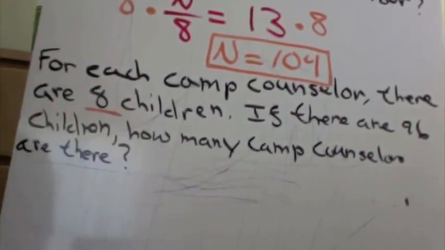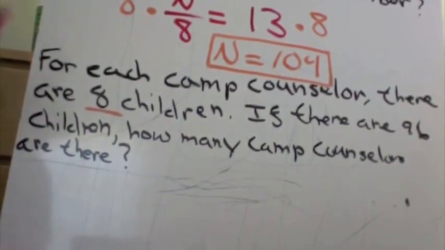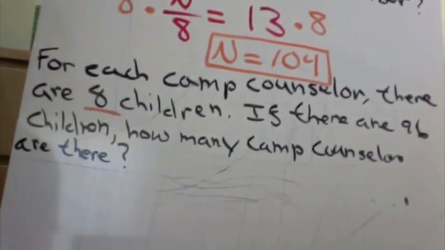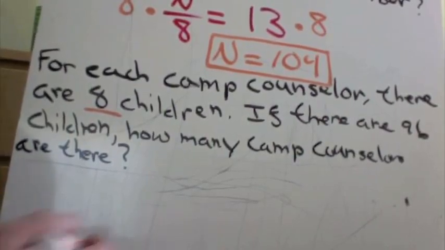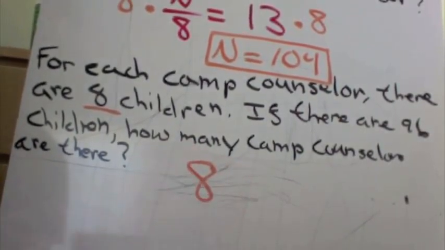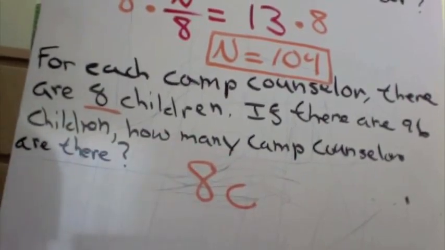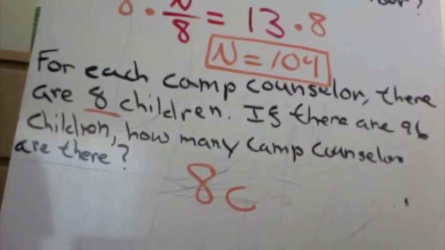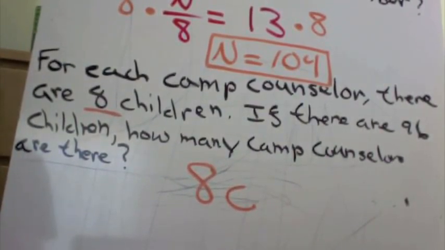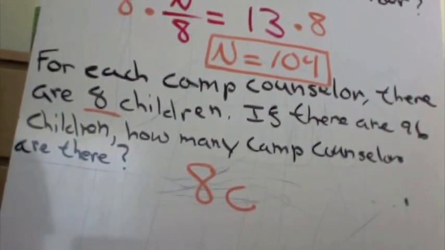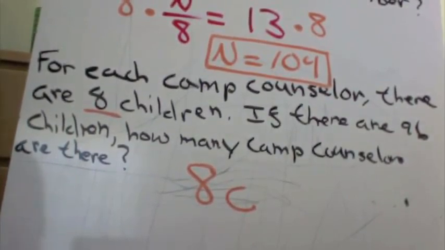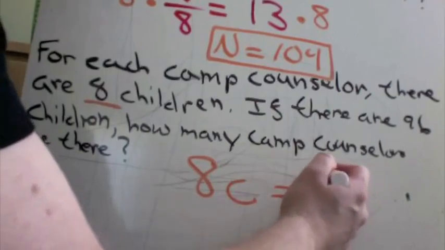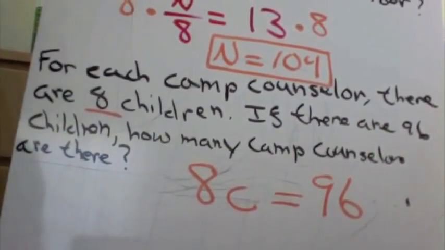So that would be that if there are 2 counselors, there could be 16 kids. If there are 3 counselors, 24 kids. So in other words, we can take that number of kids, 8, multiply it by C, the number of counselors. Okay? And that will give us the number of kids that we can have. Now we say if there are 96 children, so we're going to have this set equal to 96.